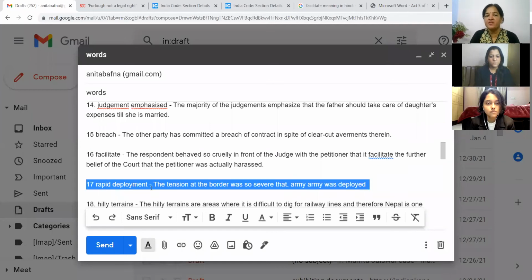Rapid deployment. Normally rapid deployment is related to the army. The tension at the border was so severe that army was deployed. Or rapid force was deployed. ऐसे हम लोग बोल सकते हैं.